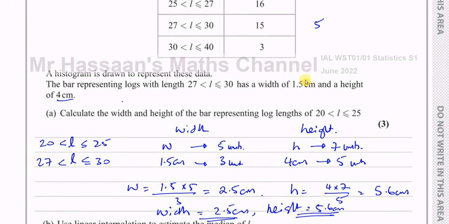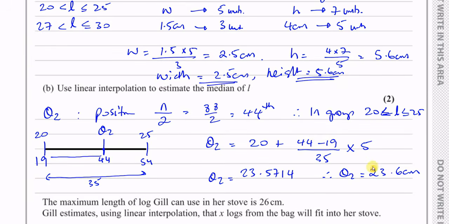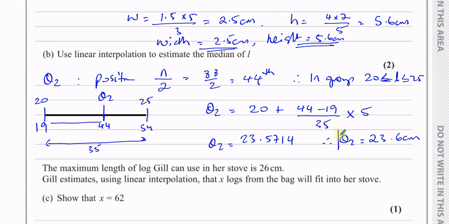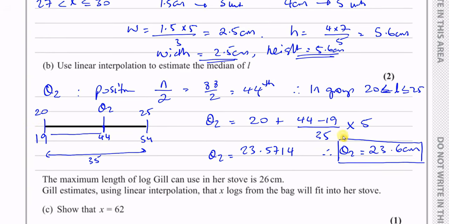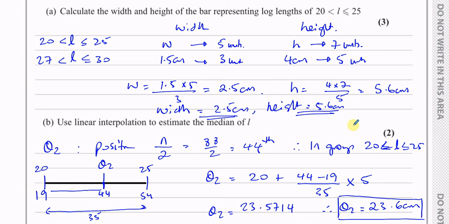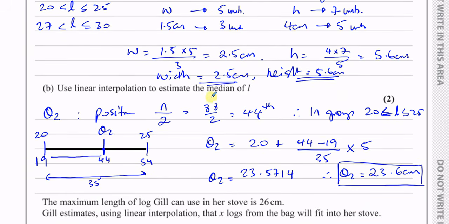As there's no mention of how to round it, we should round to 3 significant figures: 23.6 centimeters. Does that look sensible? Yes, it does, somewhere between 20 and 25. So there's the answer for part B, using linear interpolation to estimate the median value of L.